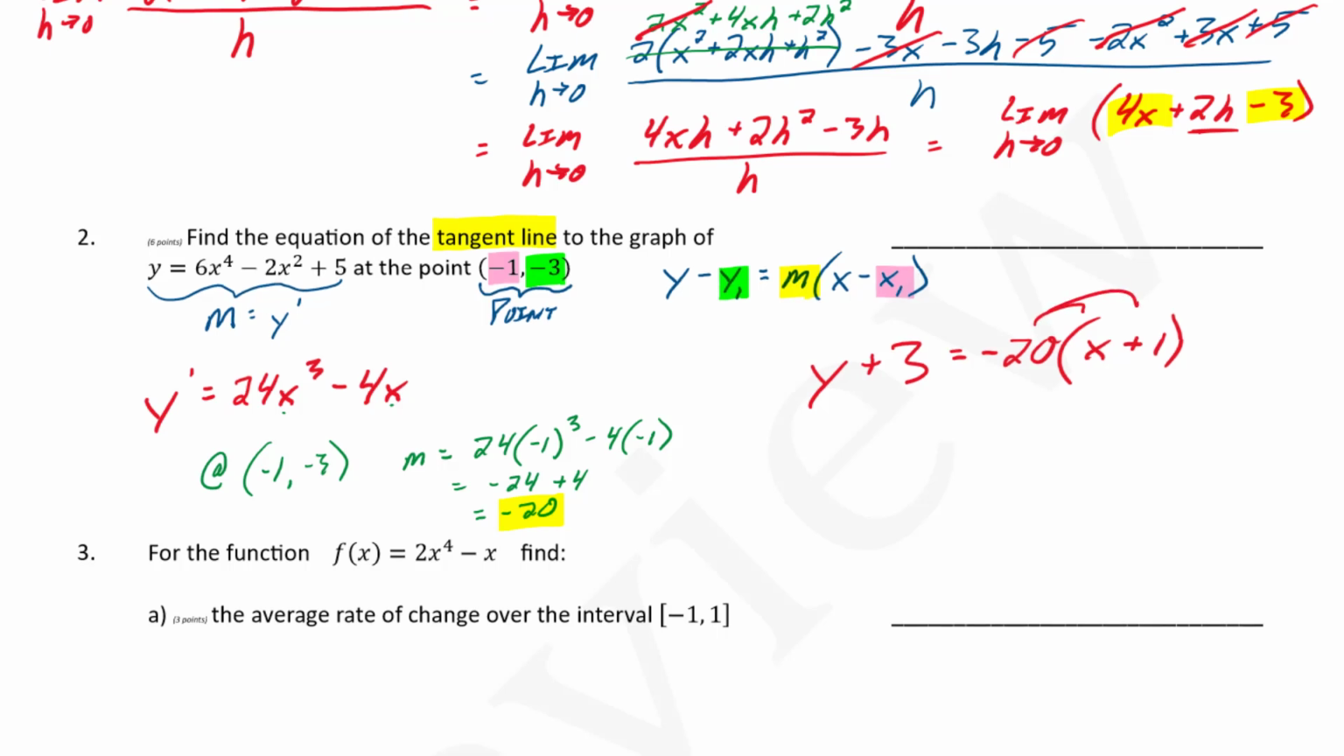I'm going to go ahead and distribute through and then also subtract the 3 over just to get it into slope-intercept form. So I've got y is equal to now negative 20 times x is negative 20x minus 20 minus 3 more. So final answer for this one would be y equals negative 20x and then minus 23.